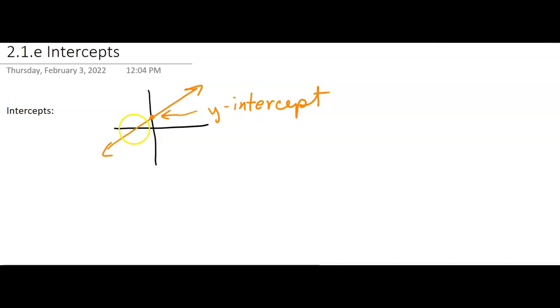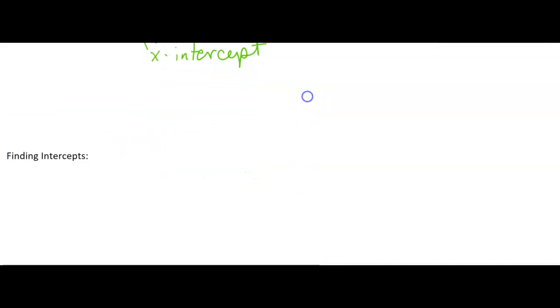And then this point right here, that would be called the X-intercept, because it's where your line is crossing the x-axis. So sometimes it's convenient to know what the y-intercept is and what the x-intercept is. So we're going to show you how to do that.